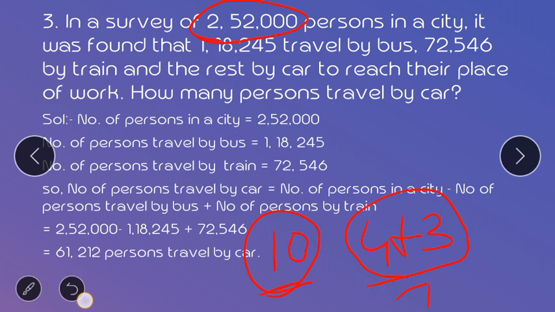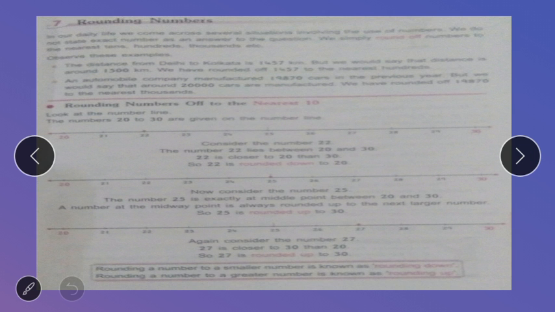Now I am going to teach you the next topic. What is the next topic of the same unit? Unit number 3, that is rounding numbers. The sixth topic, addition and subtraction together, I already explained in my last class. Today I am going to teach you rounding numbers.